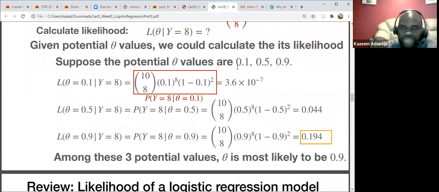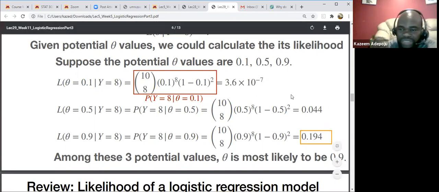We consider 0.1, 0.5, and 0.9, and at the end of the day, we look at the likelihood that we have. The value of a likelihood is actually going to tell us whether we should trust that parameter or not. If you take a look at this one here, this is 0.194, which is higher than every one of the others. Therefore, among the three potential values of theta, theta is most likely to be 0.9. Why is it most likely to be 0.9? Because the likelihood associated with theta equal to 0.9 is the largest.